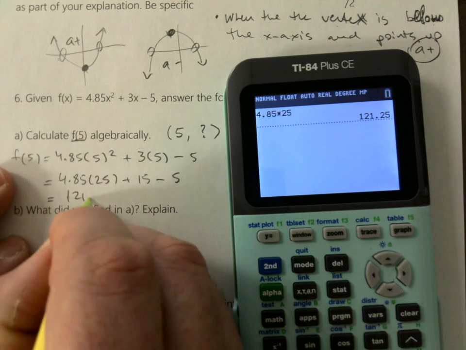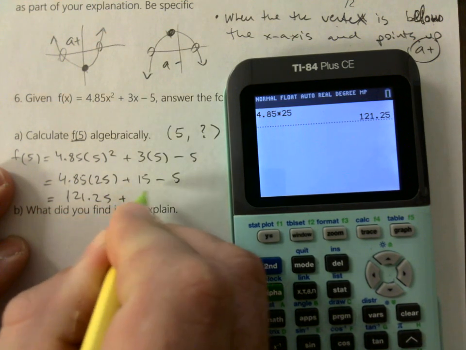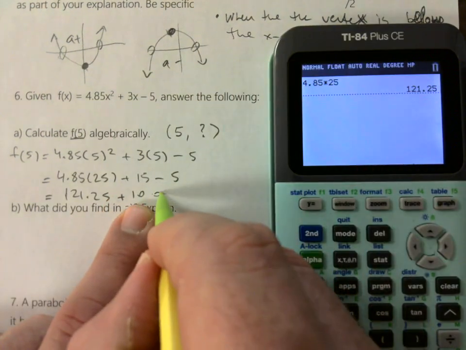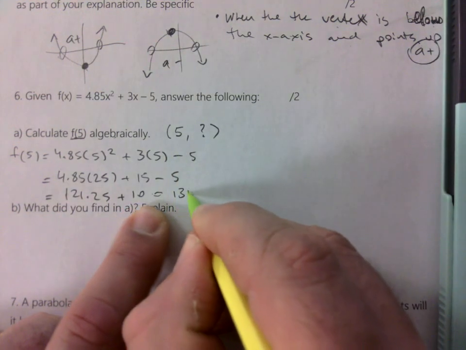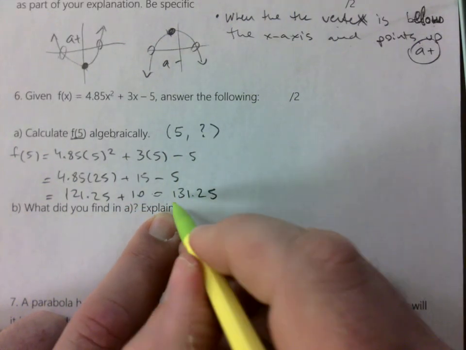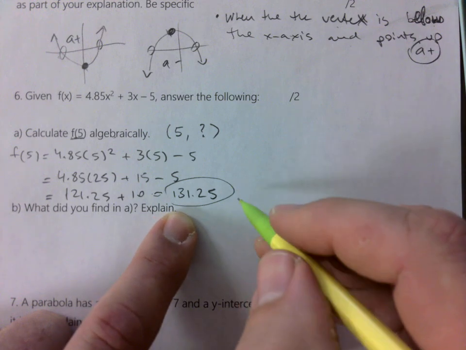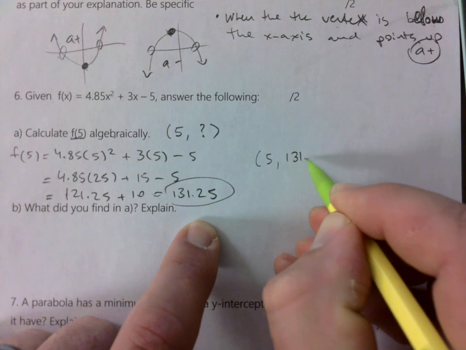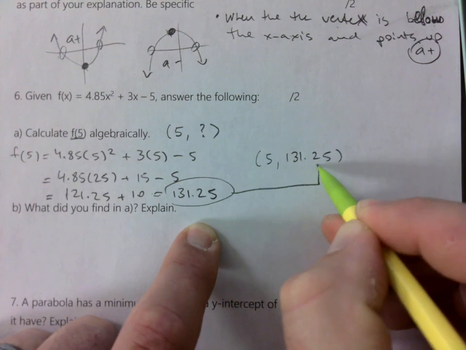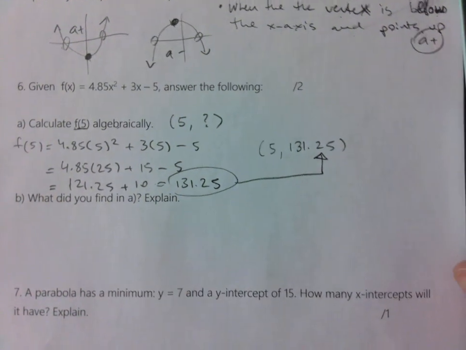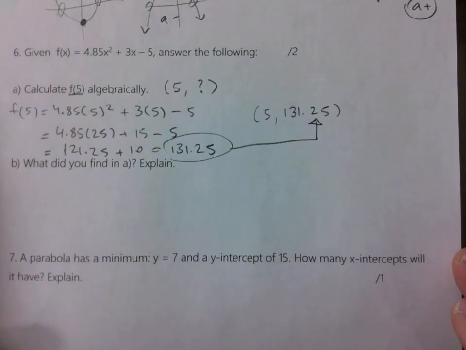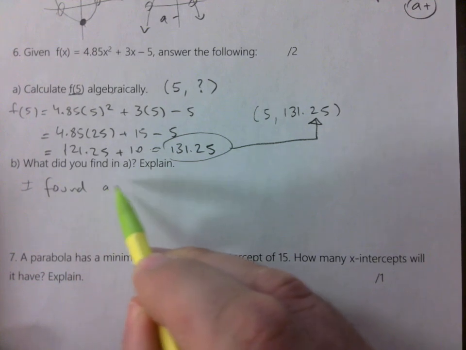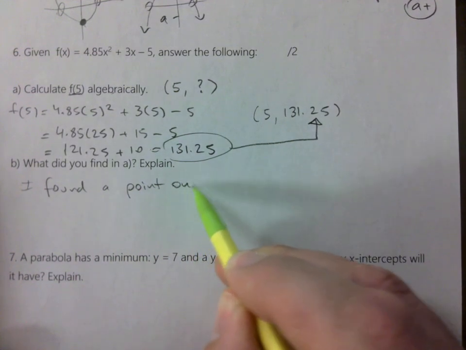This is 121.25 plus 10 basically, because 15 minus 5 is just 10. So that's 131.25. That's the y value. That's f of 5. So 131.25 is a point on the parabola. What did you find? I found a point on the parabola.